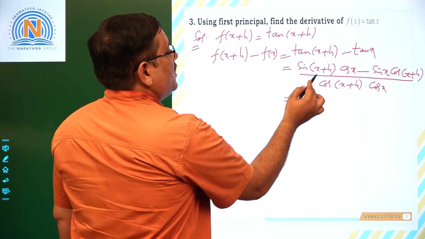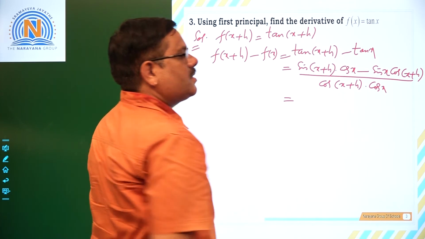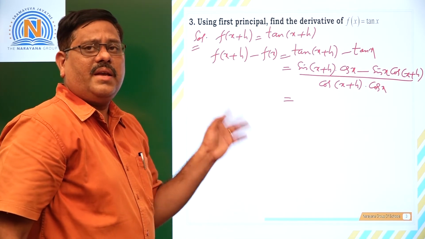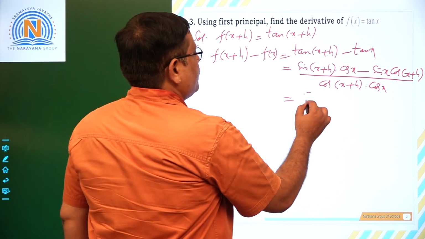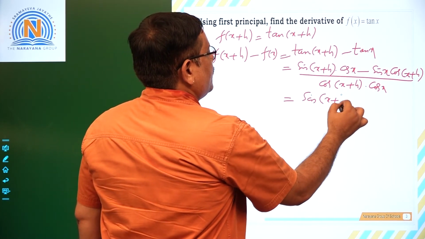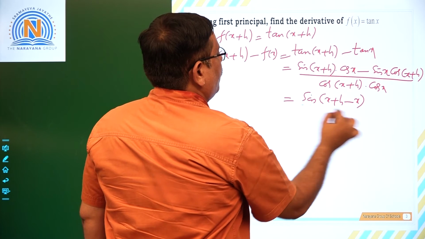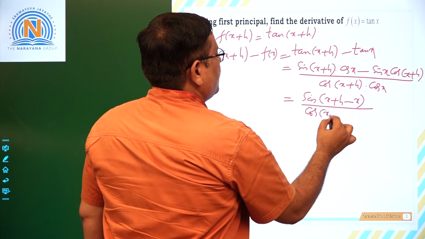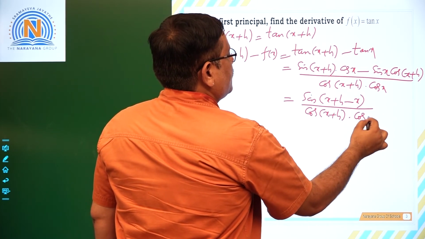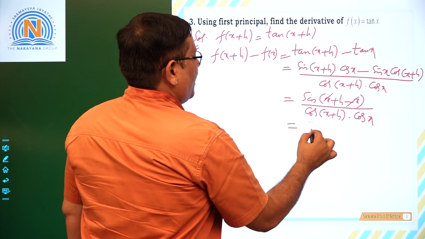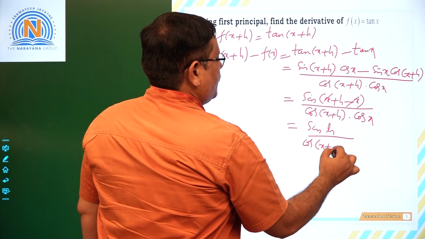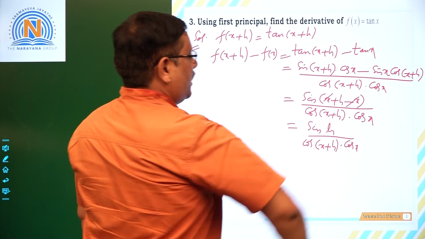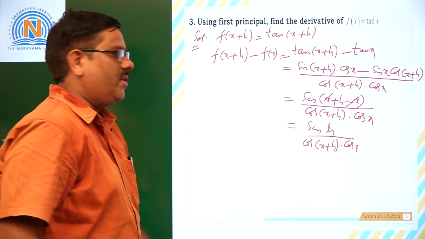Further simplification, it is in the form of sin A cos B minus cos A sin B. Sin A cos B minus cos A sin B is sin(A minus B). Sin(A minus B) is nothing but sin(x+h minus x) by cos(x+h) into cos x. Here x cancels. We are left with sin h by cos(x+h) into cos x. That is the value of f(x+h) minus f(x).